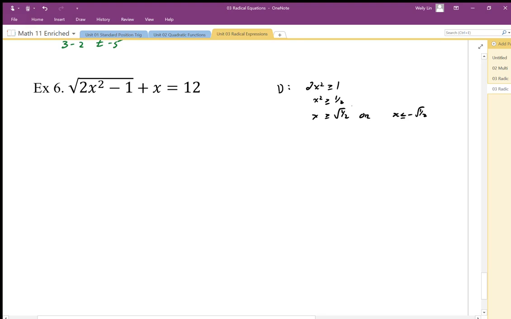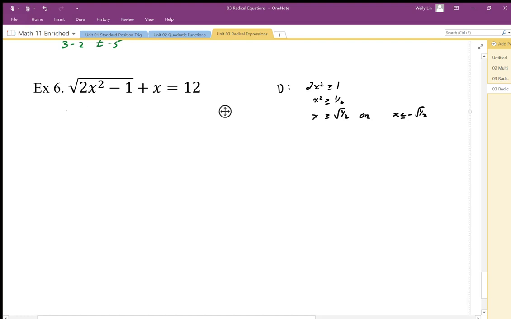Remember that when we undo the square, we have to get the plus-minus version. And so if it's more negative than −√(1/2), we're going to get a number that, when we square it, is bigger than 1/2. Okay, so that would satisfy that inequality.